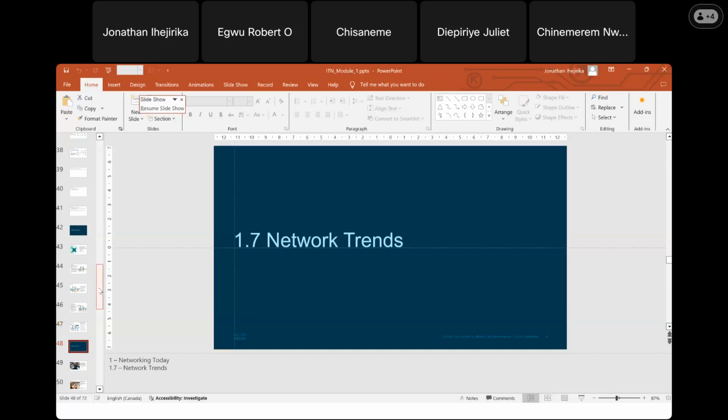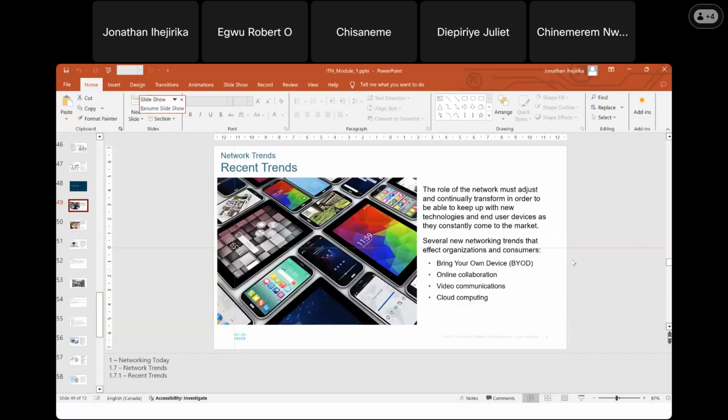Now, network trends. What are the trends we have? So the recent trends, the role of the network must adjust and continually transform in order to be able to keep up with the new technologies and end user devices as they constantly come to the market. So several networking trends that affect organizations and customers are what?